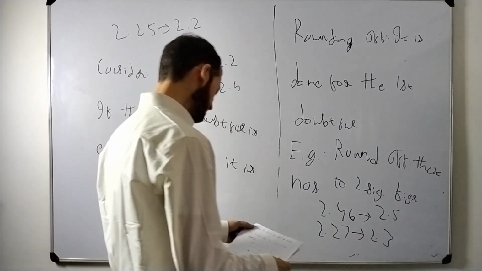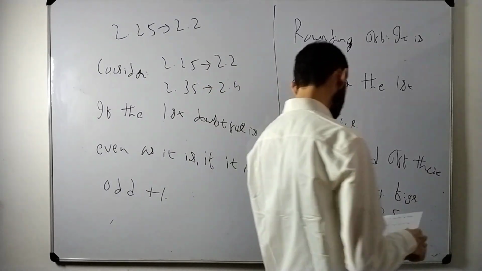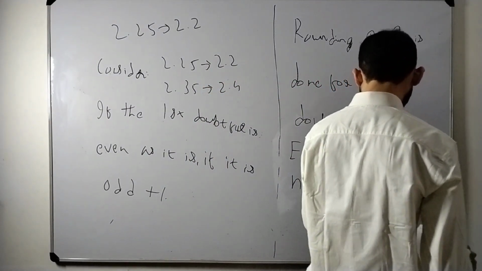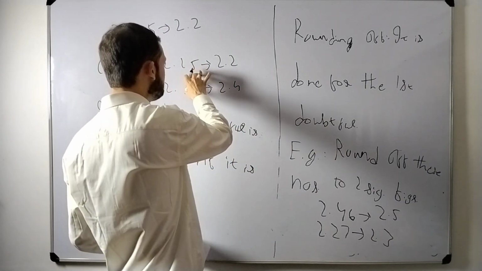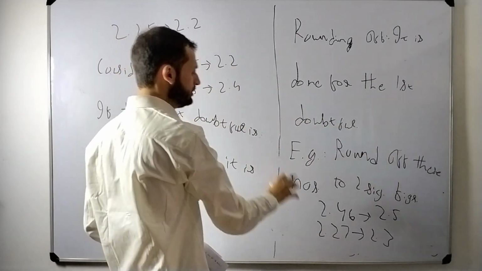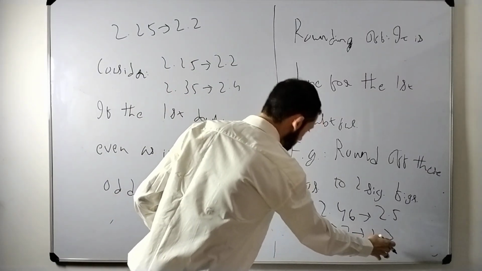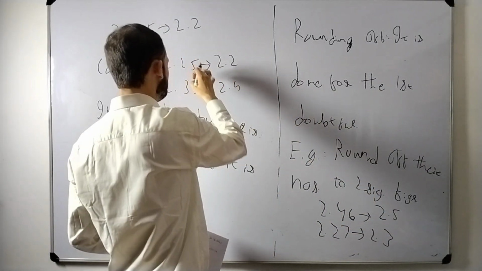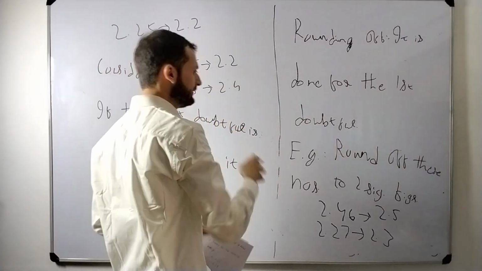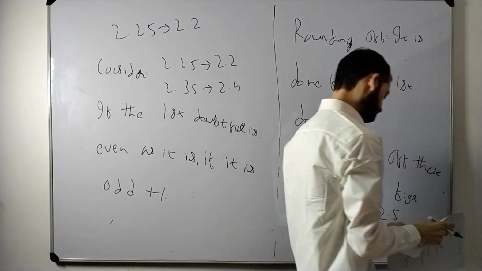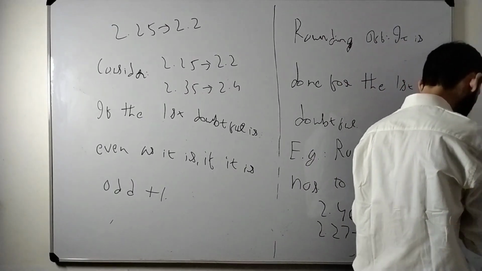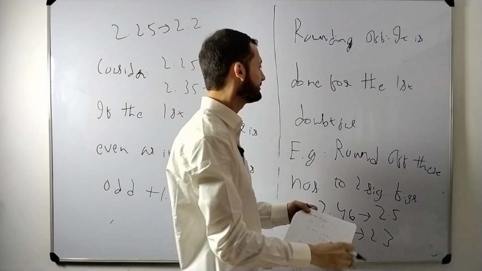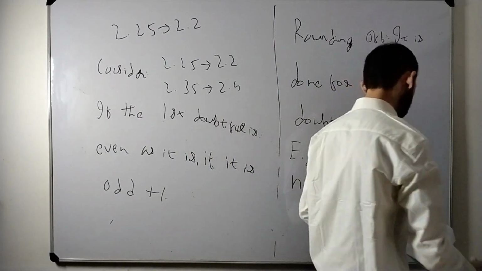Rules for rounding off. As you have noticed, 2.25 remains 2.2, but 2.27 became 2.3. So it actually changes when you reach the 6. Now, even rounding off has rules.